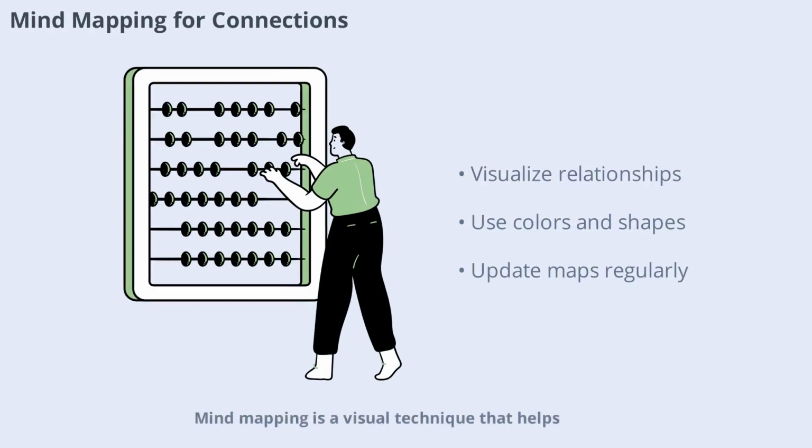Mind mapping is a visual technique that helps you see the relationship between different anatomical structures. Start with a central concept like the cardiovascular system and branch out to related topics such as the heart, blood vessels, and circulation. Use colors, lines, and shapes to organize information and highlight connections. Mind maps make complex topics easier to understand and remember, especially when you revisit and update them as you learn more.